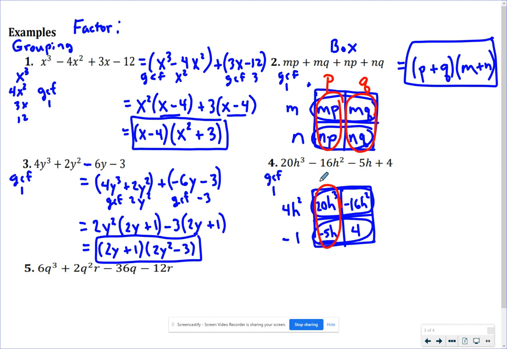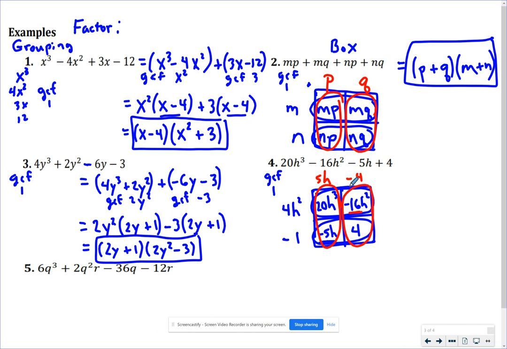20 and 5 are both divisible by 5. Now that's a positive 20, and the general at the top of that column determines the sign. It's positive 20, so it's a positive 5. h to the third and h both have a factor of h. And then I'm going to move on to column number 2. GCF there. Oh, the general has a negative in front, so we put a negative here. 16 and 4 are both divisible by 4, and we do not have an h in common.